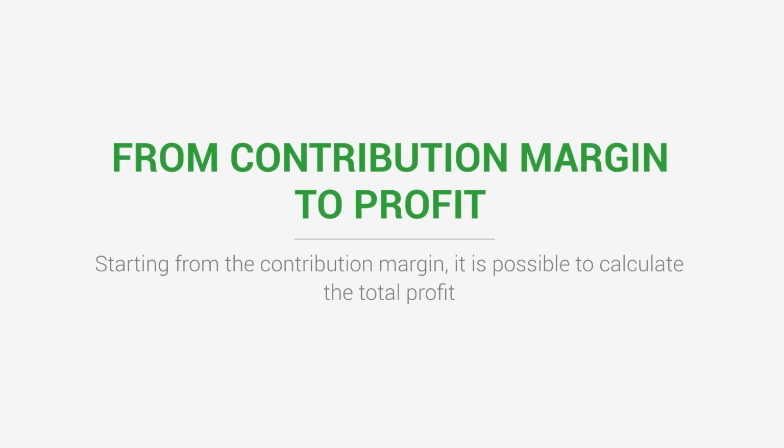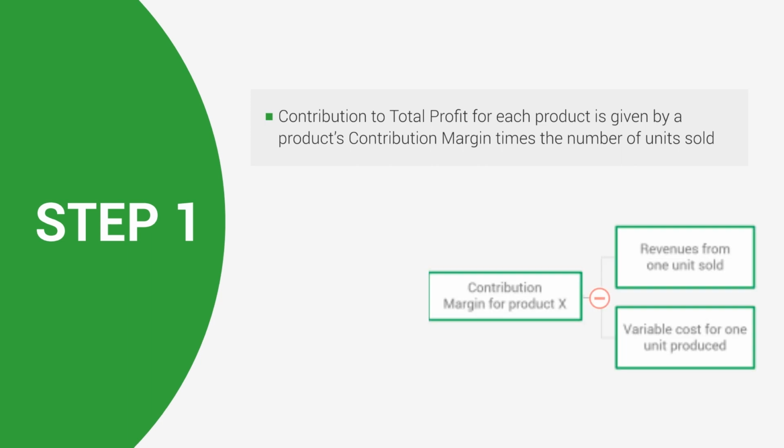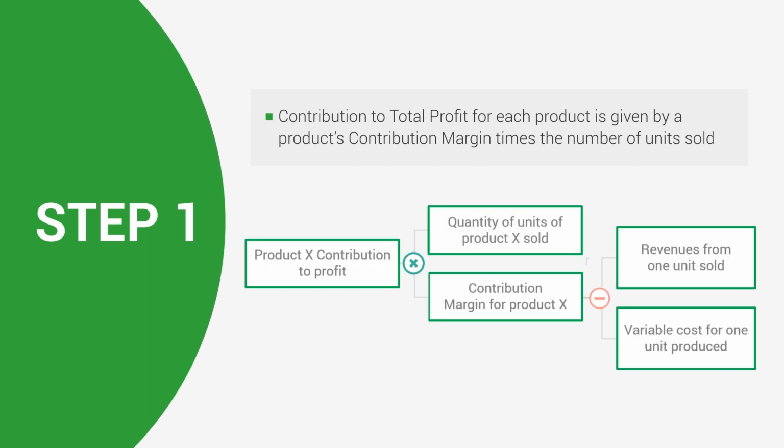Starting from the contribution margin, it is possible to calculate the total profit. Let's work through these steps. First, we can work out the contribution to total profit from each product by multiplying that product's contribution margin by the number of units sold.